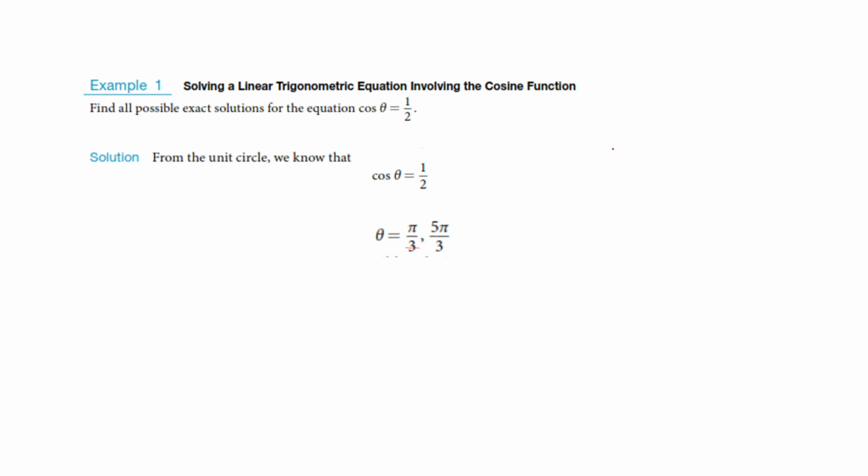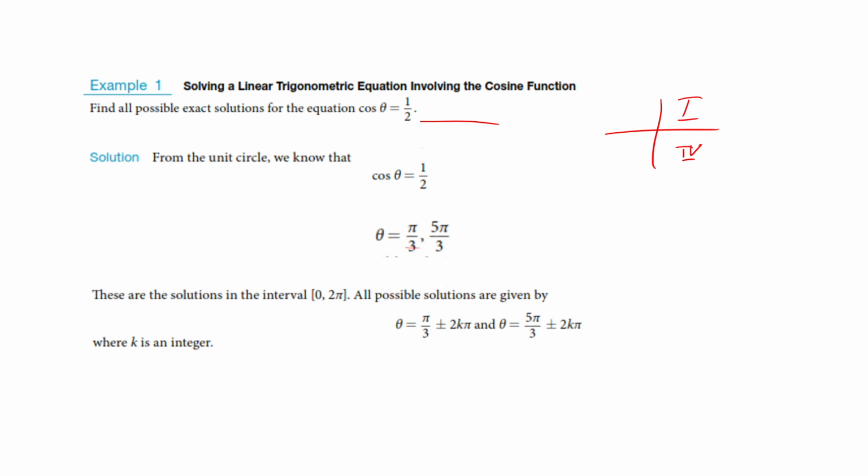Cosine is positive in the first and the fourth. So that's how I got these two values. 60 is the reference angle, so pi over 3 and 5 pi over 3. But it wasn't defined where. It's any value that has 1/2. So we have to spin around the circle over and over again.